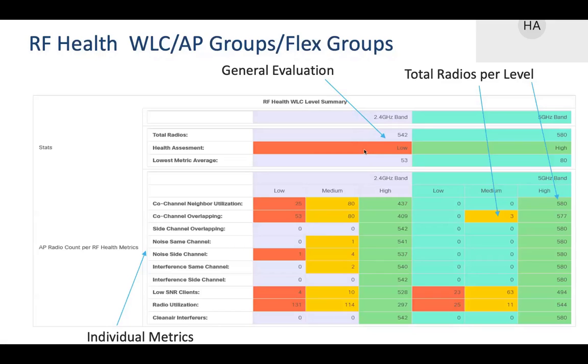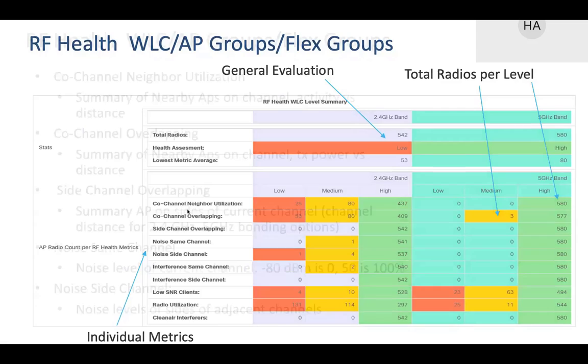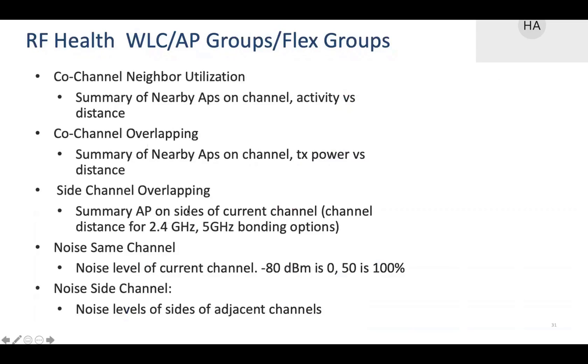But if you want details, use desktop. If you want to get just a summary, this is the way to go. And these numbers you see here represent how many APs are in this particular level for this particular RF health metric. Each one of these metrics represents a different RF representation. So, for example, co-channel talks about how close the APs are to each other and how much they are impacting the activity.